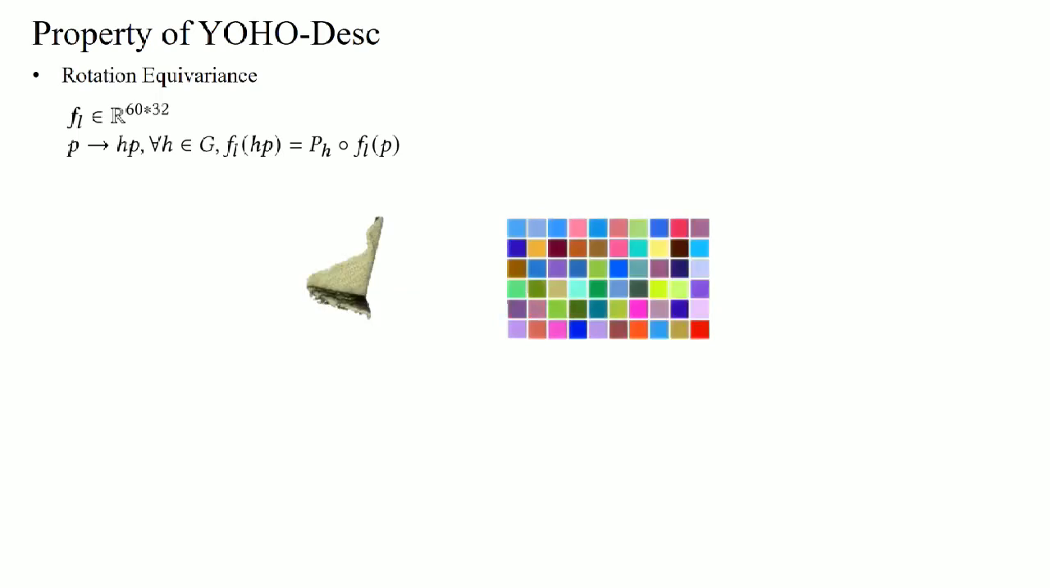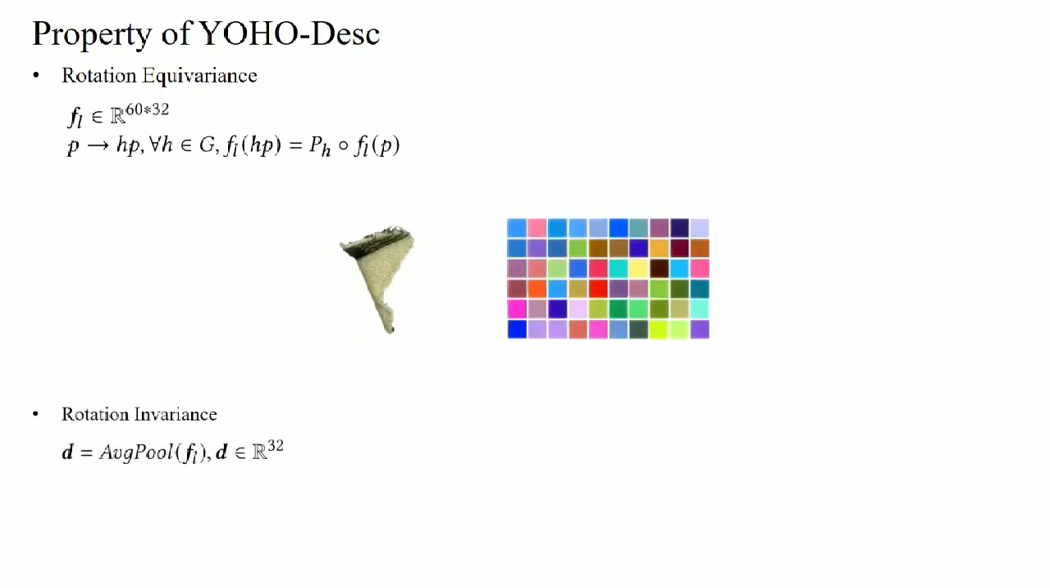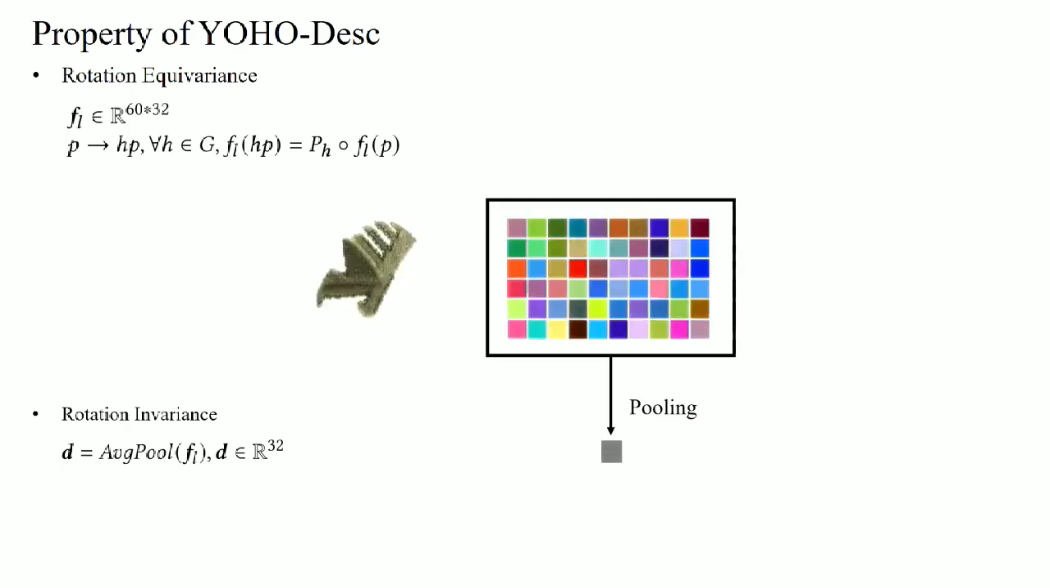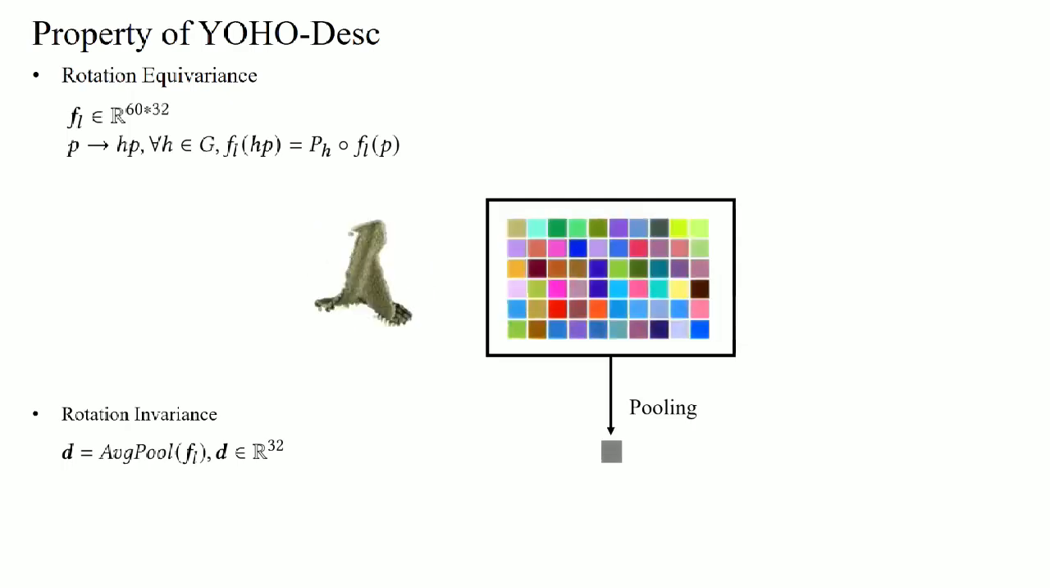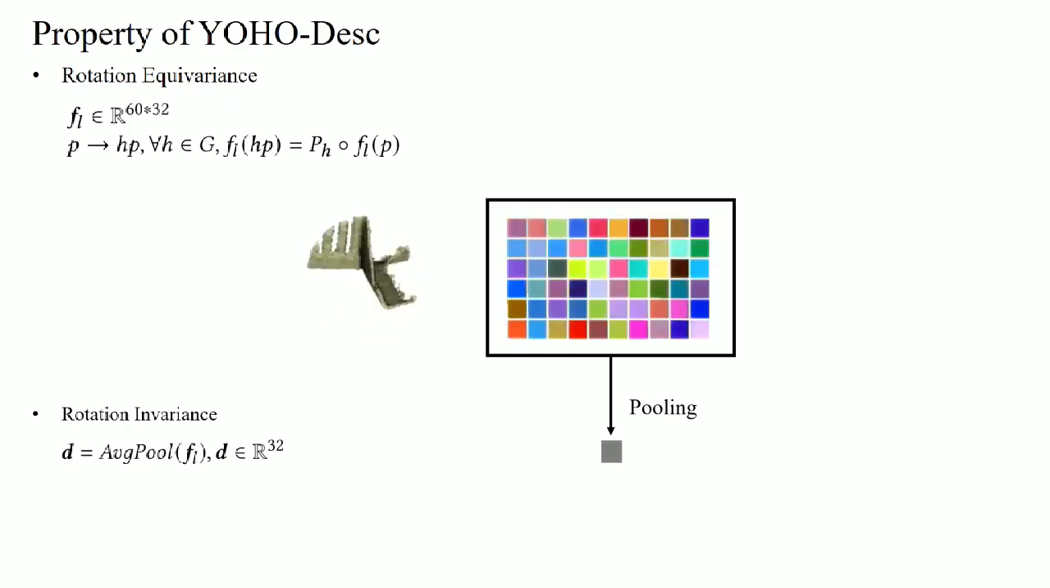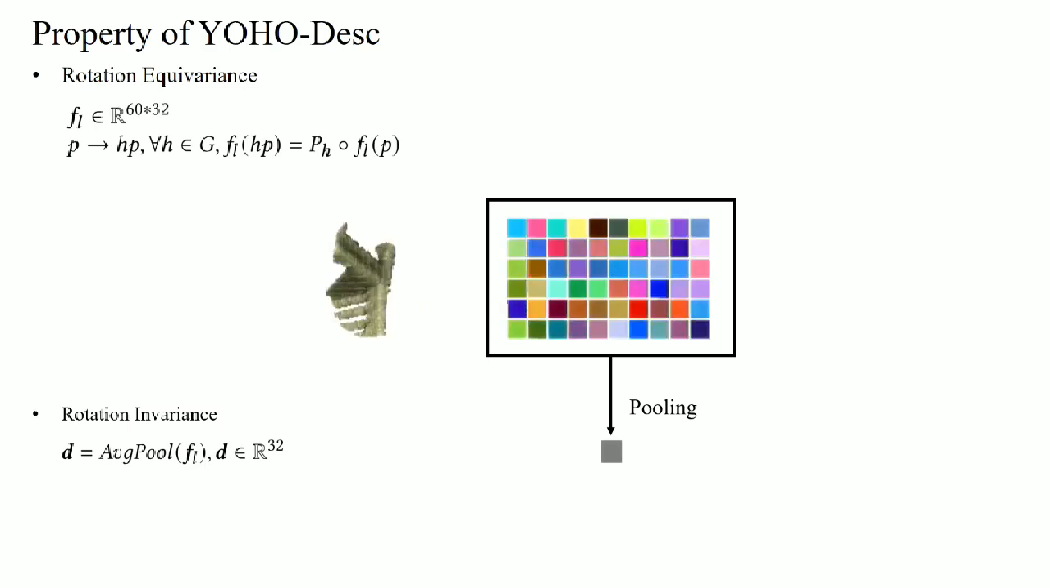However, such a row permutation can be easily eliminated by a pooling operation to obtain rotation-invariant descriptors. Though the rotation invariance is not strictly invariant to rotations outside the icosahedral group, the existing rotation invariance already provides a strong inductive bias for the network to learn invariance to other rotations, for feature matching.